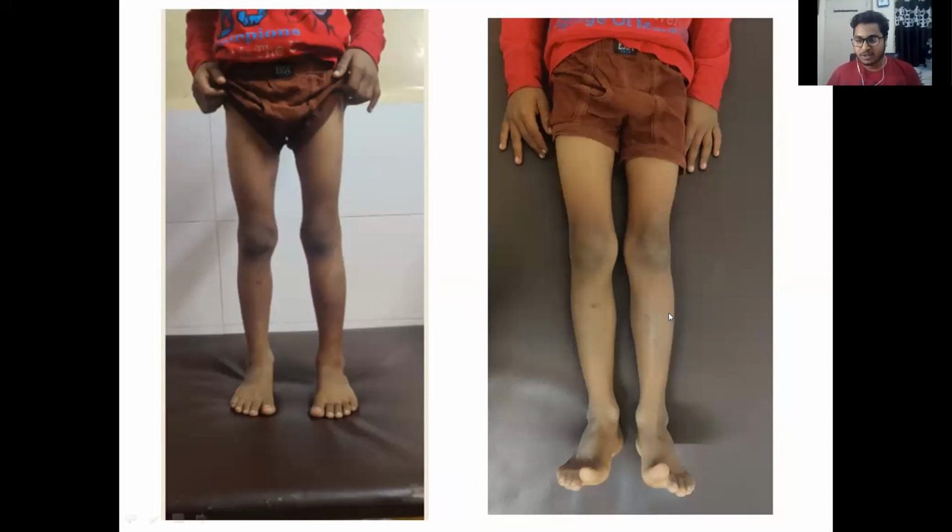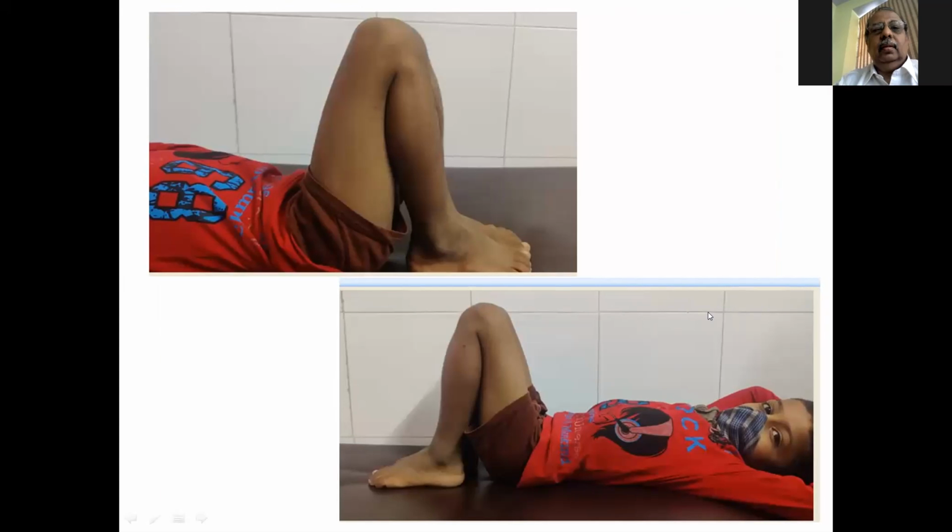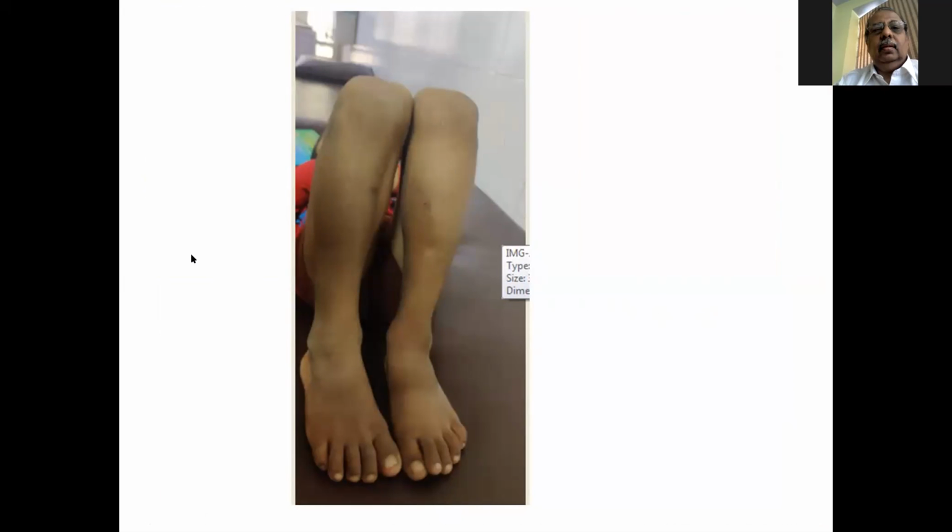Ewing sarcoma is rare, sir. It is not rare in this age group. Even at 4 to 5 years you can meet Ewing sarcoma sometimes. Yes, sir, it can occur. If the swelling is on the left leg, it appears to be in the metadiaphyseal area. Yes, sir, so that is again a common site.